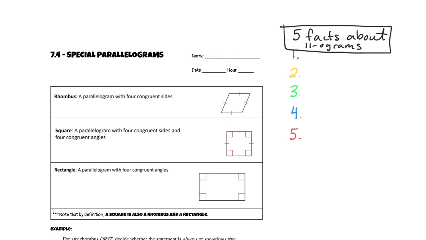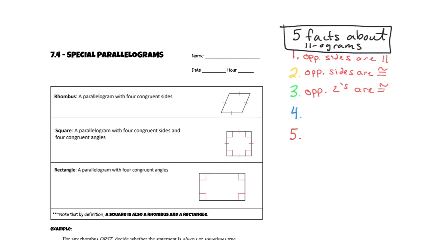All right, so let's go ahead and go through these. Hopefully we all know the first one based on the definition of a parallelogram. The opposite sides are parallel. The second one is based again on opposite sides. Opposite sides are congruent. The third one's based on opposite angles. Opposite angles are also congruent.